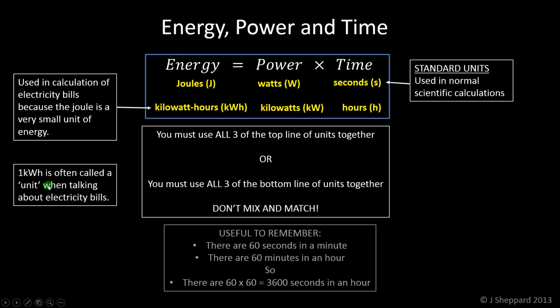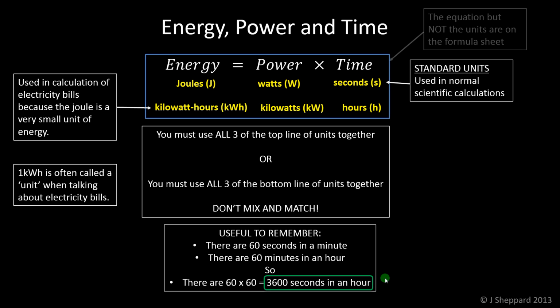It's another little code. Another useful thing to remember, as I've already said, is time conversions. 60 seconds in a minute, 60 minutes in an hour. So that means overall 3,600 seconds in an hour. Very useful one to remember, or just work out on the spot. So that's your summary for energy, power and time. So we'll look at another example calculation now. Oh, and worth remembering as well that, again, the equation but not the units are in the formula sheet.